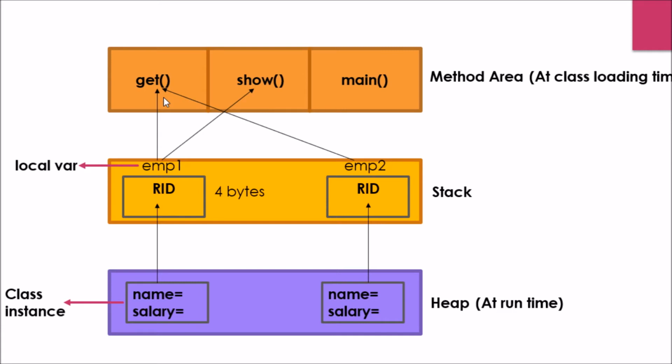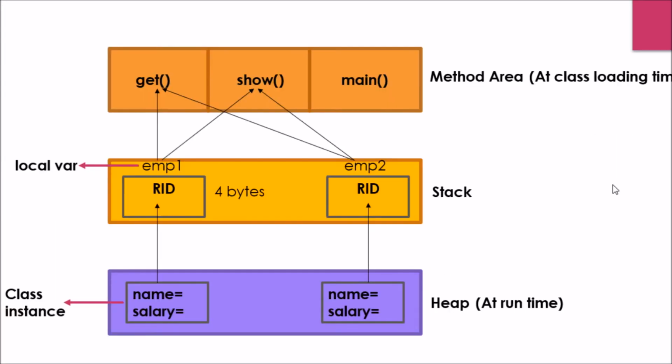So no new get method is created. Whenever you create different objects, different memory will be created, but for methods, no new memory will be given. The methods are loaded once only, because the same lines of code will be executed for different objects.